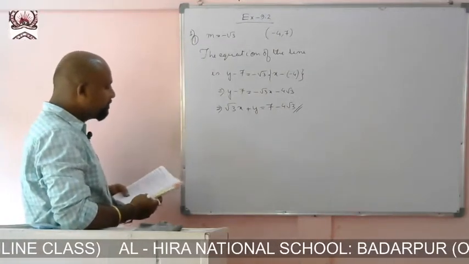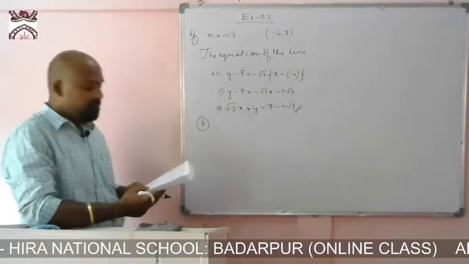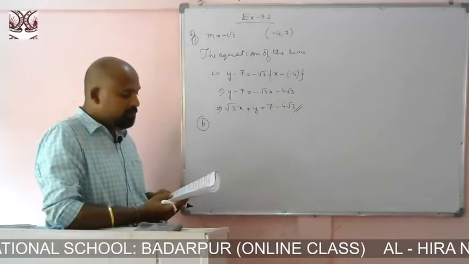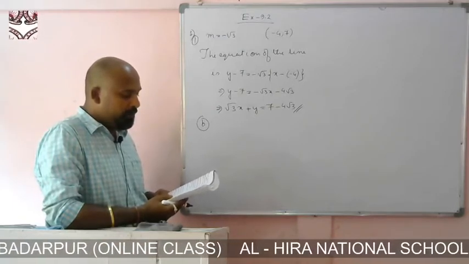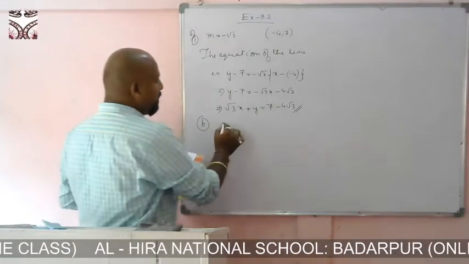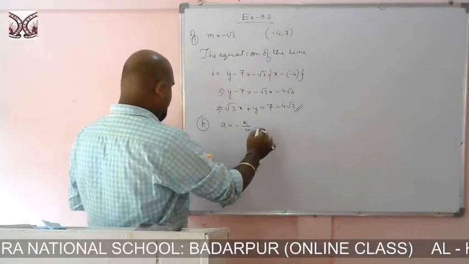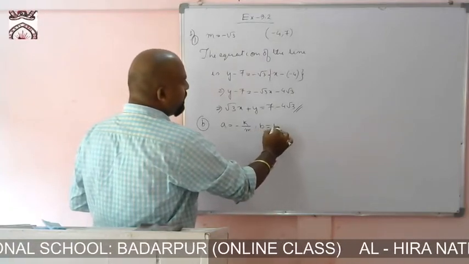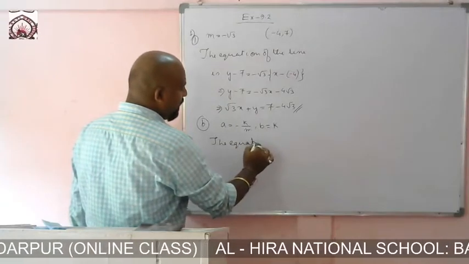Part B. Now the line cuts intercepts a and b from the axes: a equals minus k by m, they have given you, and b equals k.